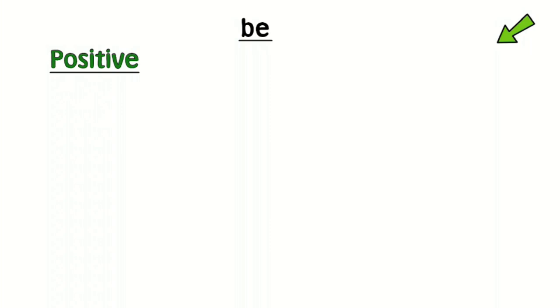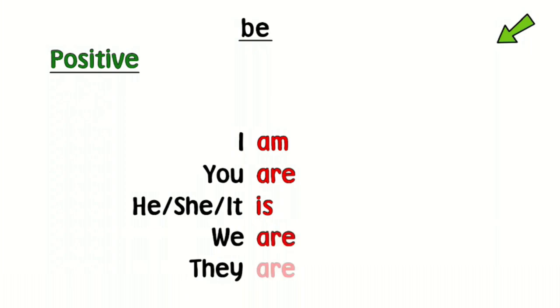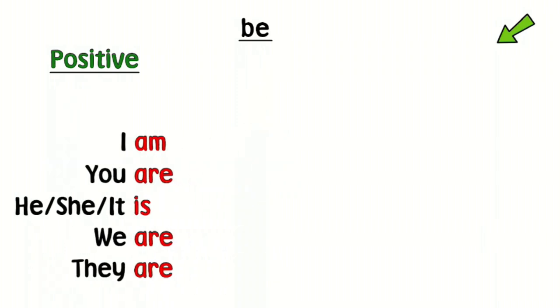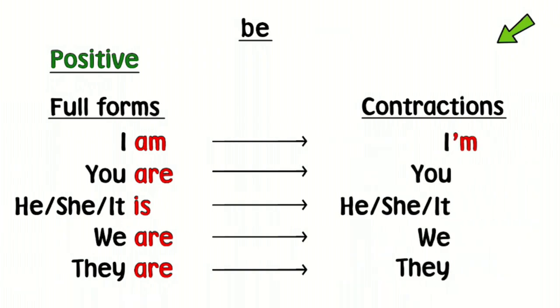We form be positive sentences like this. There are full forms and contractions of be positive. The apostrophe in the contractions replaces a missing letter. For example, in I'm, the apostrophe replaces the A in am.